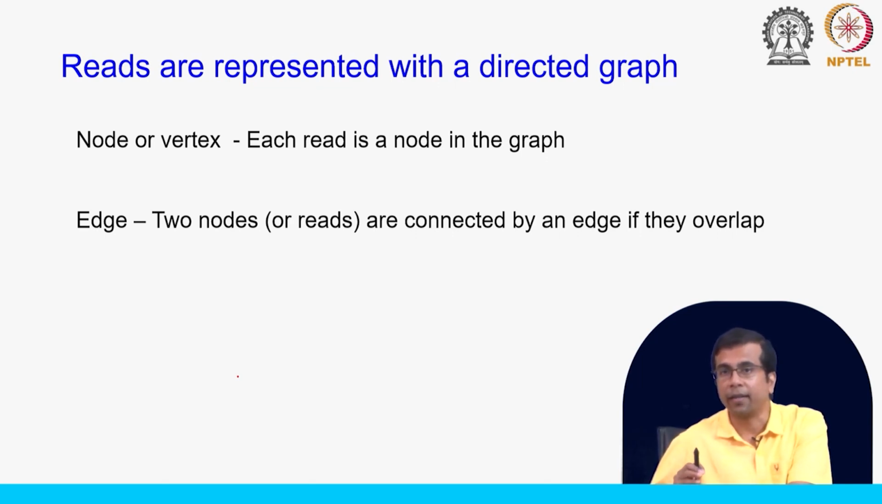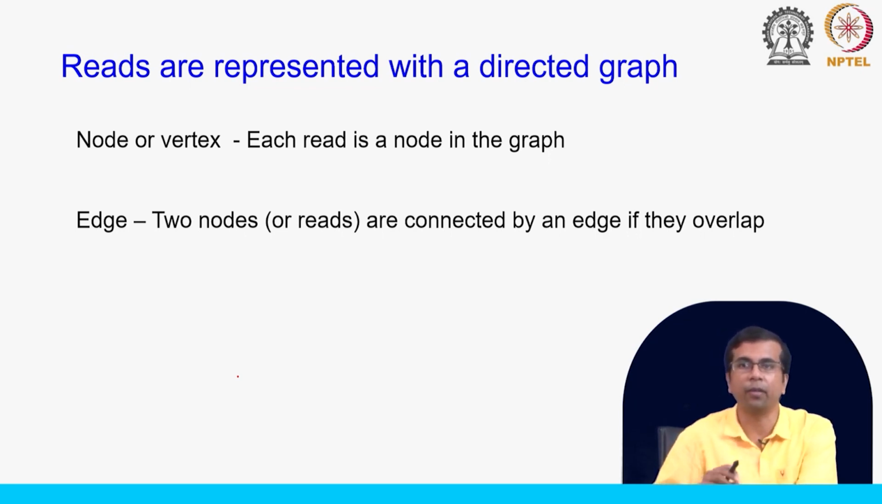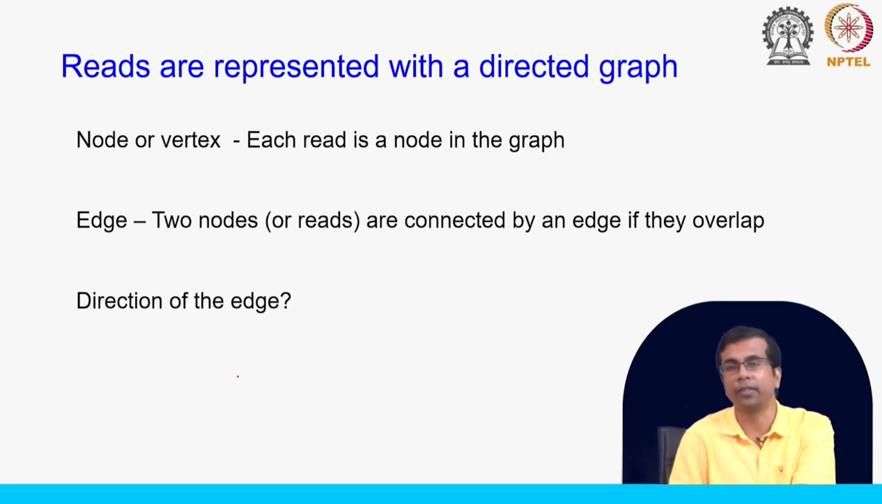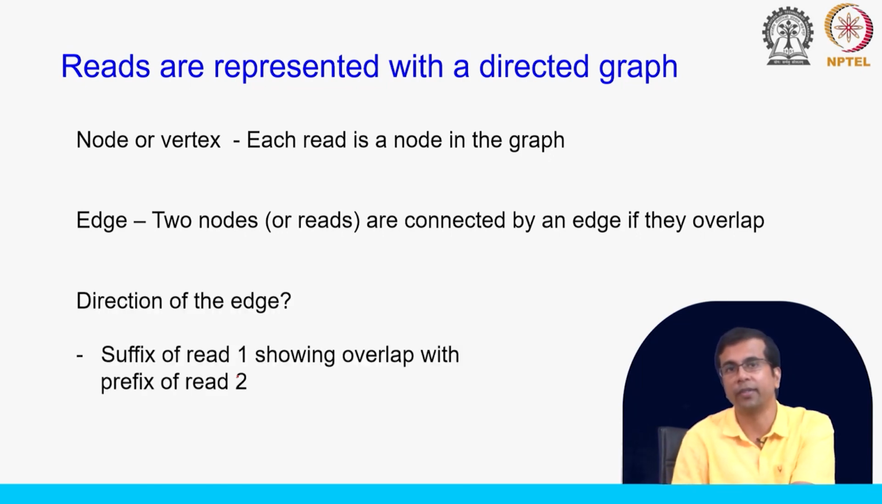Now, this is a directed graph, which means you also have directions, so you have arrows from one node to another. How do you decide these arrows or directions, whether it should go from node 1 to node 2, assuming node 1 and node 2 are showing overlap? Would the arrow go from node 1 to node 2 or node 2 to node 1? That is something we also need to decide. How do you decide the direction of this edge?